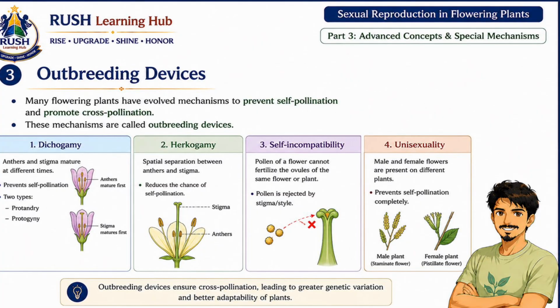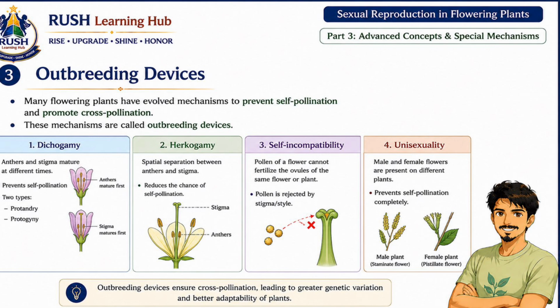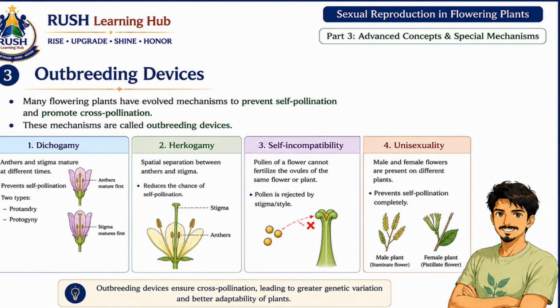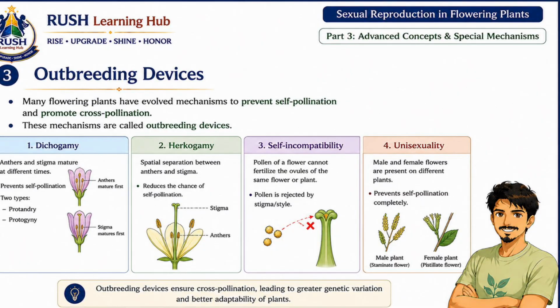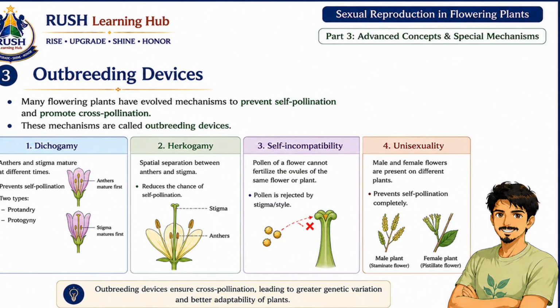The first is protandry, where the anthers mature before the stigma. The second is protogeny, where the stigma matures before the anthers. In both cases, self-pollination is reduced and cross-pollination is promoted.